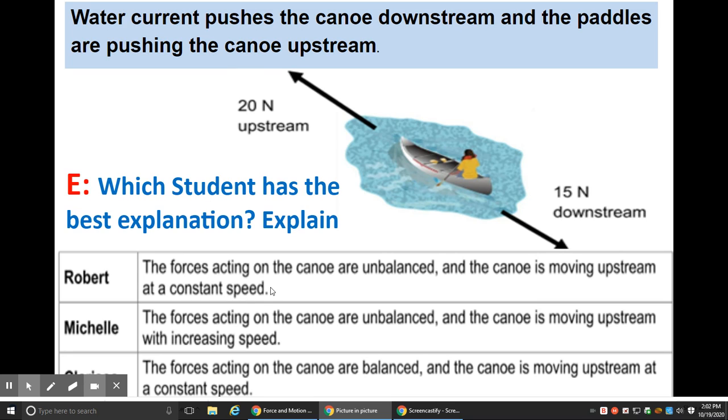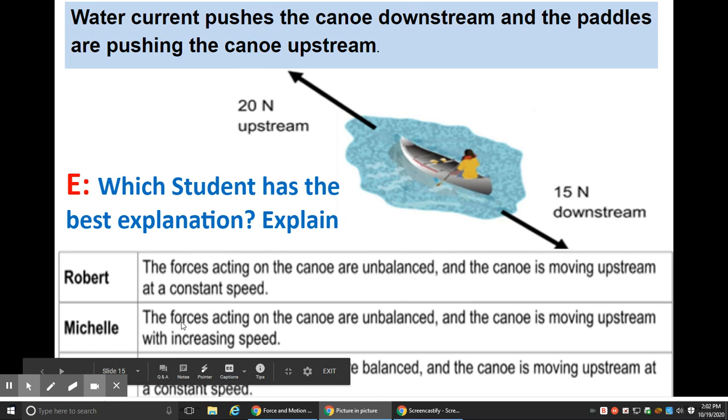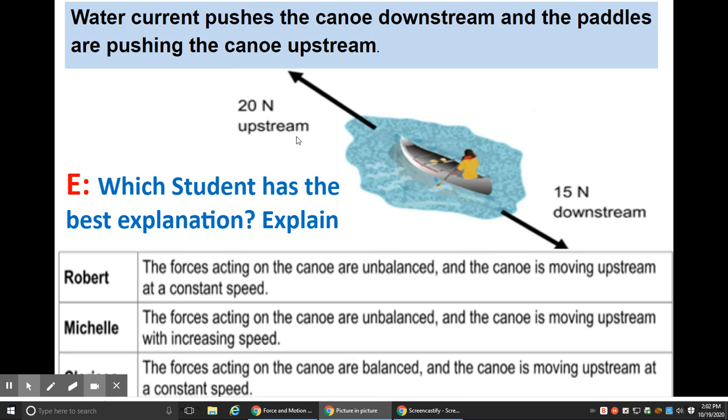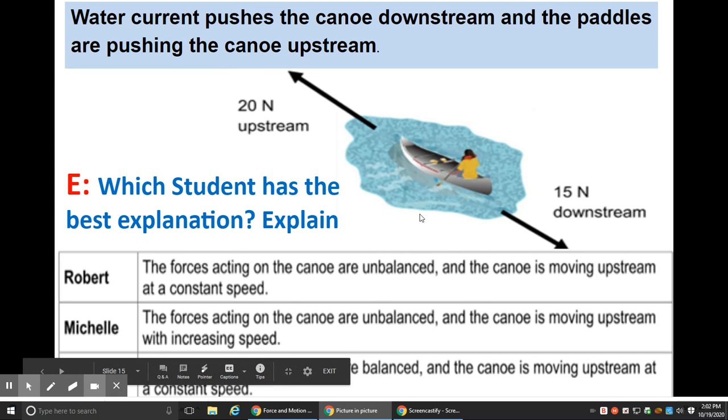So here he's wrong because it would not be a constant speed. It's an unbalanced force of 5 newtons downstream. I'm sorry, upstream, because that's the greater force. So Michelle says the forces acting on the canoe are balanced. These forces are not balanced. They are not equal. We have a greater force going upstream.